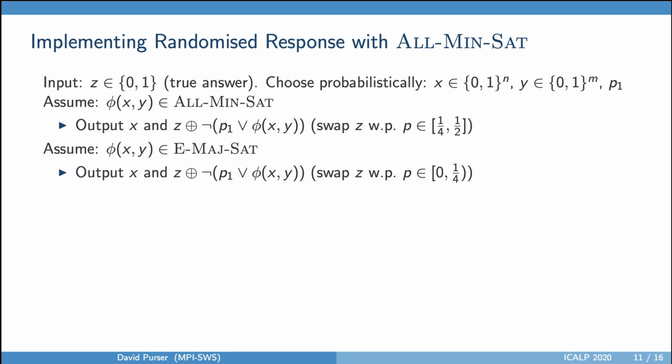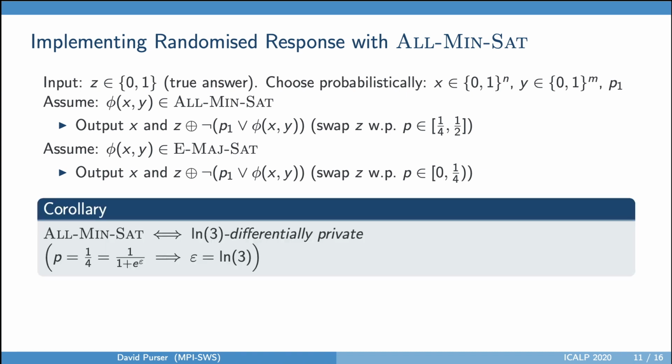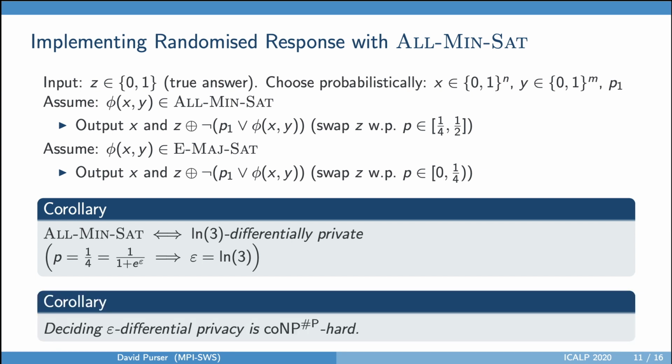In the converse, if the formula is in IMAGSAT, then z is only swapped between 0 and 1/4 of the time. This means the bit z isn't flipped often enough. So this circuit is ln3 differentially private if and only if the original formula was in AllMinSat. This is achieved by setting 1/4 equal to 1 over 1 plus e to the epsilon. Hence, deciding ln3 differential privacy is coNP with a sharp p oracle hard.